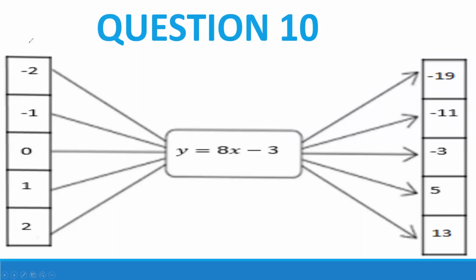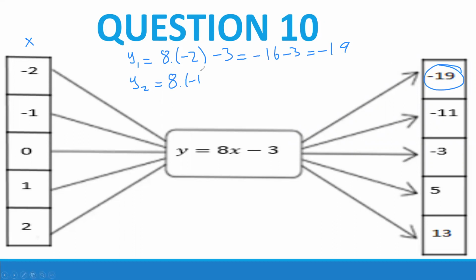How are we getting that? We said x for each. Let's use the first one. Let's say y1. So 8 times negative 2 and minus 3: negative 16 minus 3 equals negative 19. I hope it's clear. Next one, y2: 8 times negative 1 and minus 3. Negative 8 minus 3 is equal to negative 11. This is our other answer.